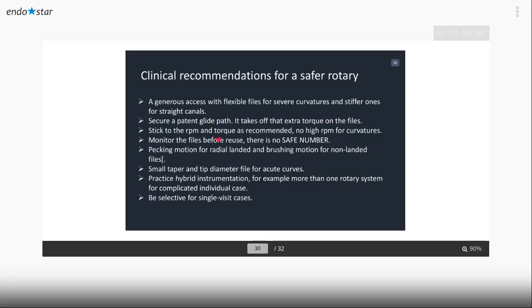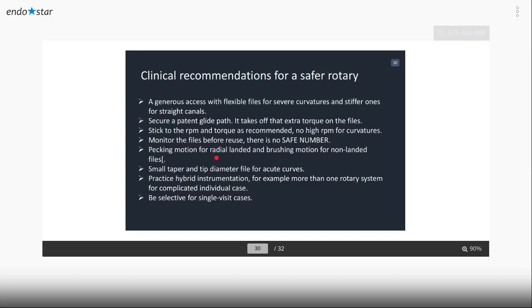Monitor the file before reuse. This is a good point. The manufacturer tells us we can use this file in this number of canals, but it's also your own responsibility to monitor your file. At the same time, you have to understand there is no safe number. You know when you use this file, in which calcified canal, in which curvature, with which patient. So if you use this file for a most complicated case, try to reduce the number of times you use this file.